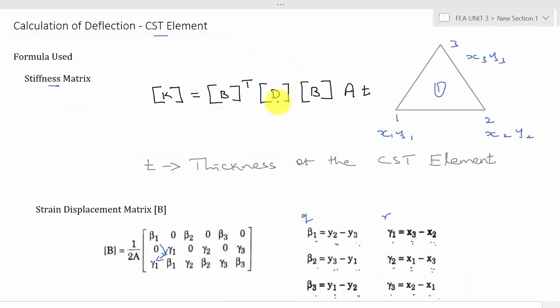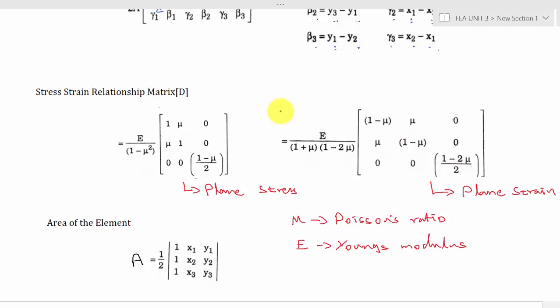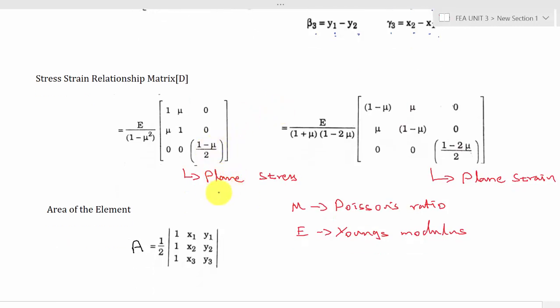Then the D is the stress strain relationship matrix. And we have two conditions for the stress strain relationship matrix. One is for plane stress condition and the other one is for plane strain. In the problem, mostly they will specify the condition or otherwise you can assume the condition and select the D equation. Okay, so this is the D equation for plane strain and this is for plane stress. So here E is the Young's modulus of the material and mu is the Poisson ratio.